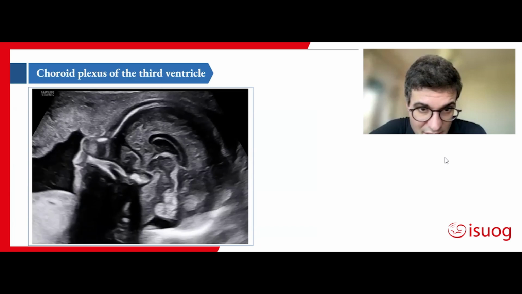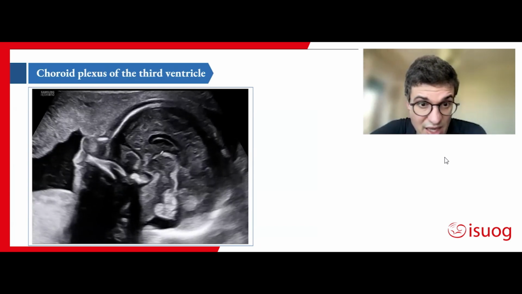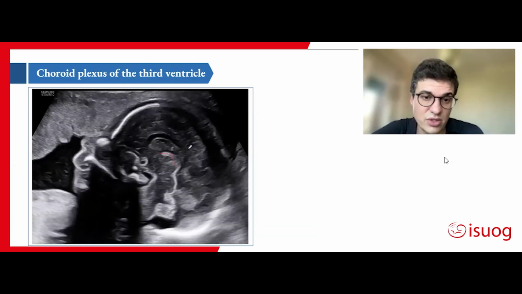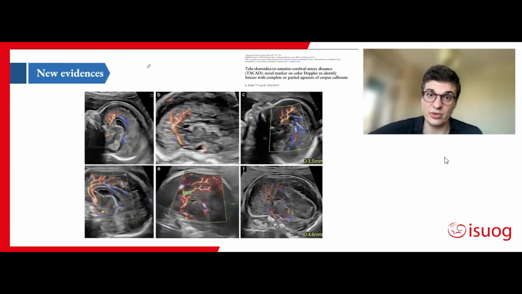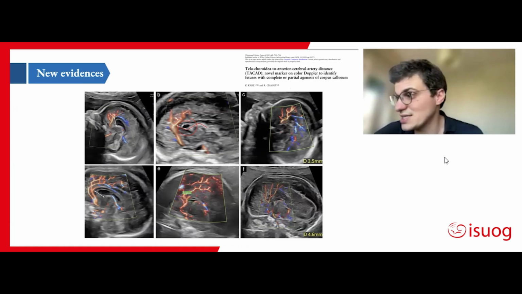How can we identify the choroid plexus? This is an example. You have to get a sagittal view of the fetal brain, and this hyperechogenic structure is the choroid plexus of the third ventricle. And these are pictures from the study of Professor Chawi. Can you see, in this case this is normal. In this case of partial agenesis, the corpus callosum was here. The distance between the choroid plexus and the anterior cerebral artery was shorter than normal. Of course, the authors did not provide figures for diagnostic accuracy, because they are studies which included very few cases.